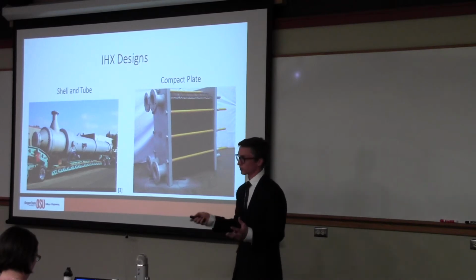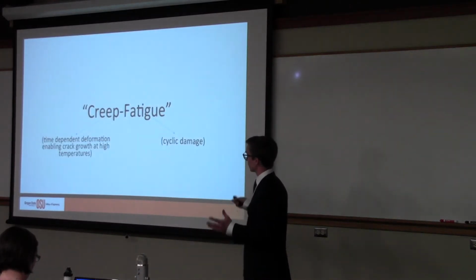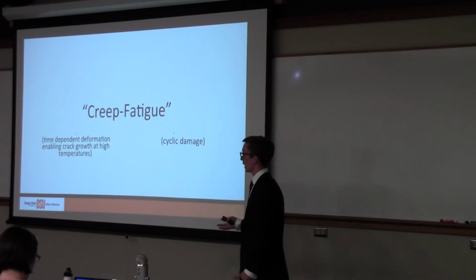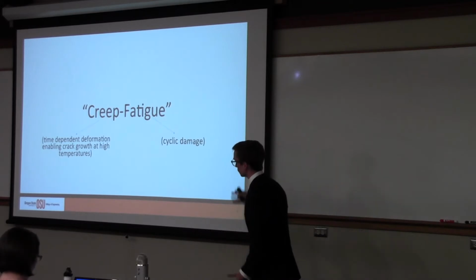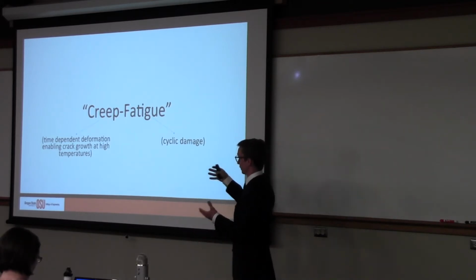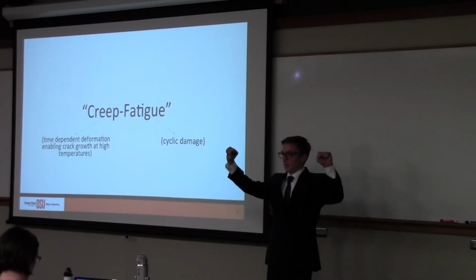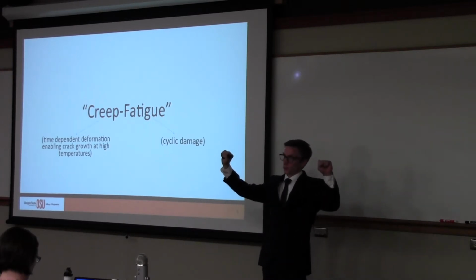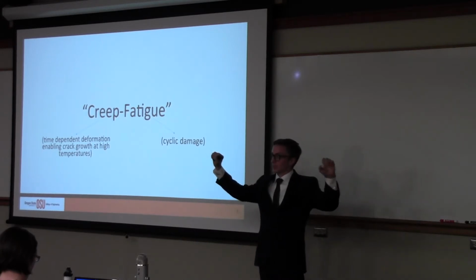And what's the problem with shell and tube or plate? It's this idea of creep and fatigue synergy, promoting crack growth mechanisms in your material. Creep is time-dependent deformation enabling crack growth at high temperatures. So we imagine if we have a bar of steel and we pull on it, it's 800 degrees. Over time, even though you're pulling below the yield stress, it's going to start to fall apart. And that's what creep is.